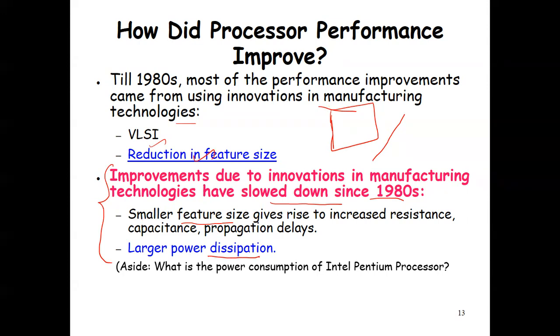You may be able to keep more transistors on the same chip, and you may be able to reduce the feature size, but it may give rise to increased resistance. It may increase the capacitance. It may increase the propagation delays, and it may lead to large power dissipation. These types of problems we started facing after the 1980s. So the point is we cannot innovate on manufacturing technologies over a particular period of time. There is a threshold on that.